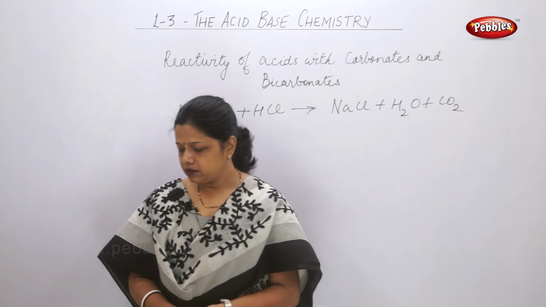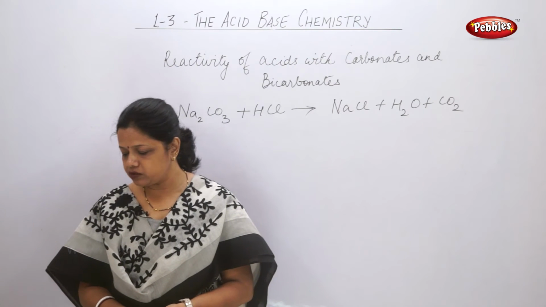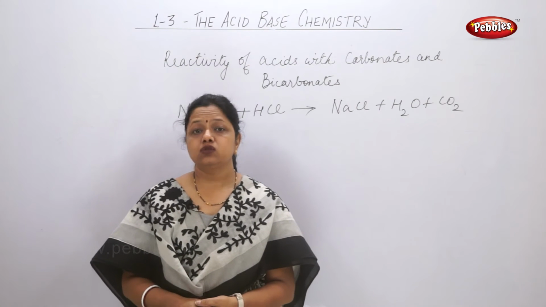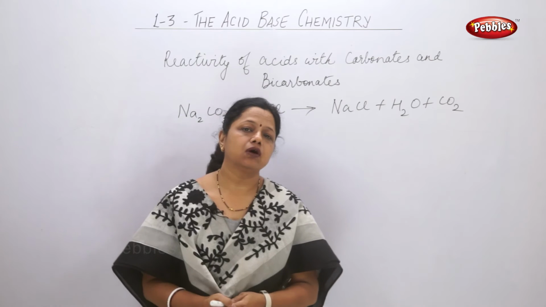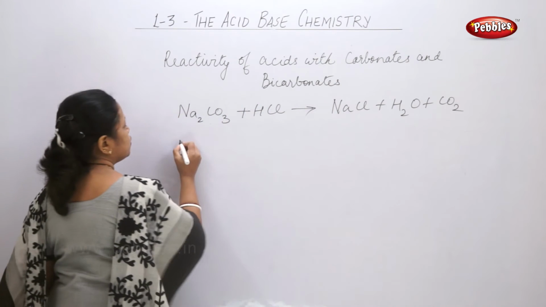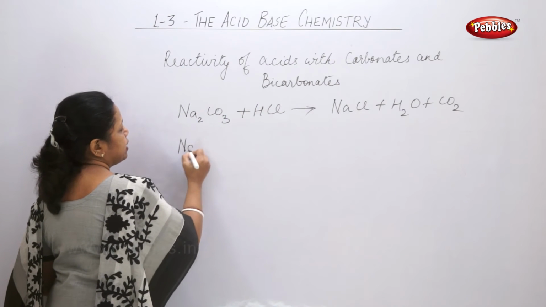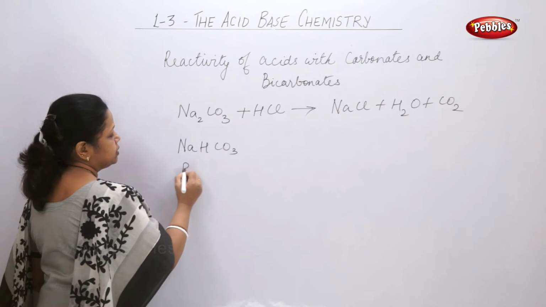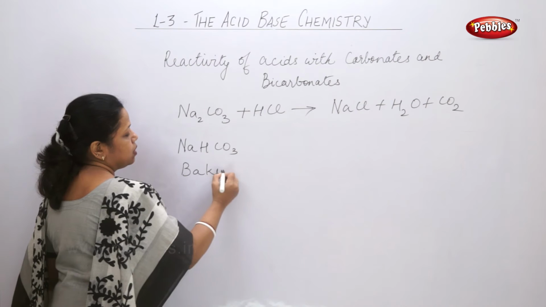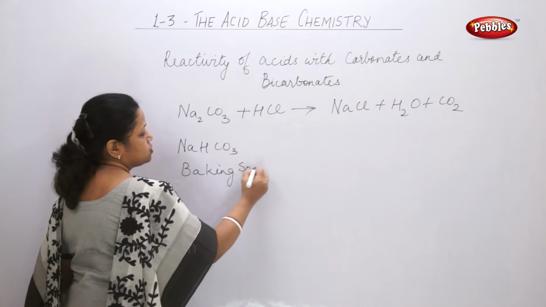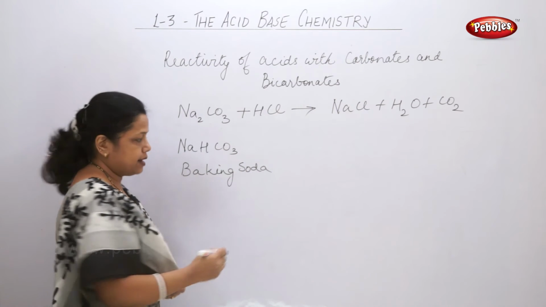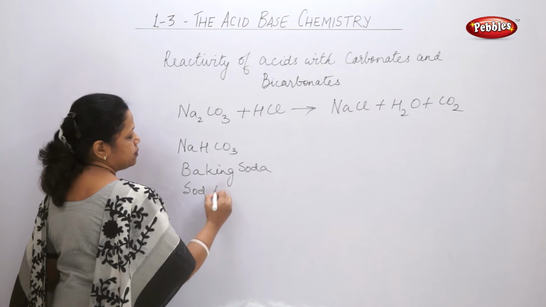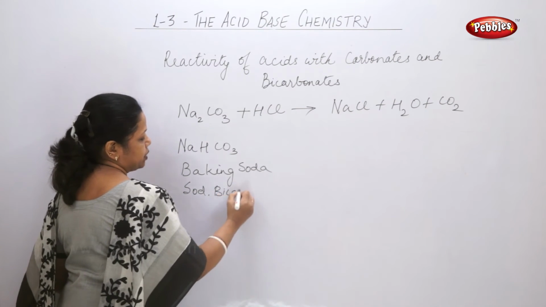What will happen if baking soda is treated with dilute HCl? Now what is baking soda? Sodium bicarbonate is called baking soda. So what is the formula? NaHCO3. This in general terms is called as baking soda, and in chemical terms it is called as sodium bicarbonate.